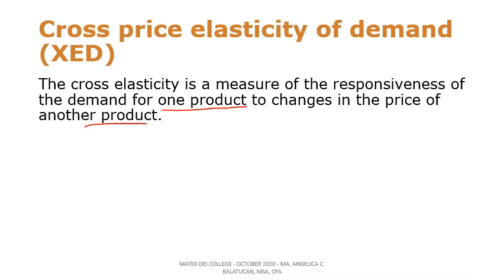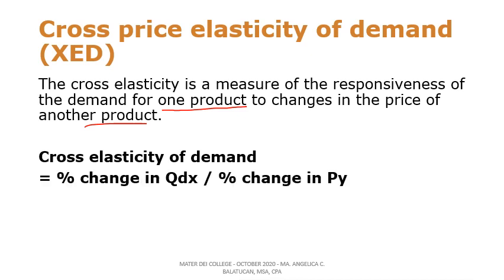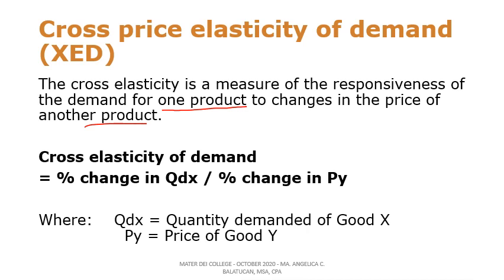To illustrate that more clearly, we will be using a formula. The formula for the cross price elasticity of demand is the percentage change in quantity demanded of good X, our first product, over the percentage change in the price of Y, our second product. So again, the cross price elasticity of demand involves two products. Atong tan-awon kung unsa man ang mahimong epekto sa quantity demanded sa usa ka product kung ang lain pod nga product ang naay mga movement or changes sa iyahang price. The cross-price elasticity of demand will be represented by the acronym XED.